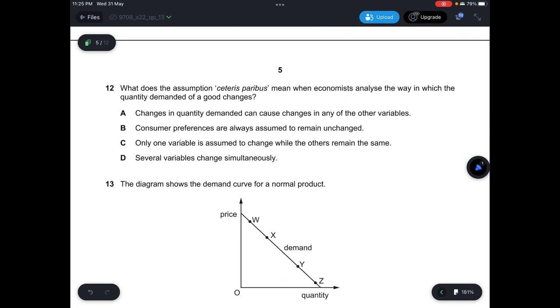Question 12, what does the assumption ceteris paribus mean when economists analyze the way in which the quantity demanded of a good changes? This means that only one variable is going to change, but all the others remain constant.